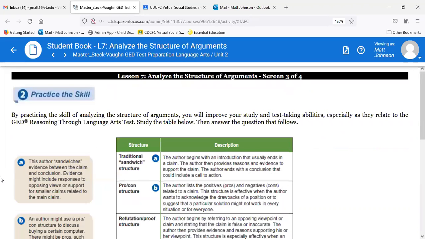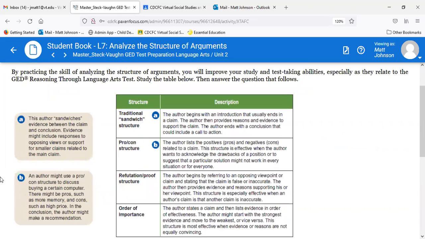So our table here is talking about how to structure an argument. We have 4 different main types that we're going to be discussing here, with a description of each. Let's start with the different types. It's talking about a traditional sandwich structure. That's where the author begins with an introduction that usually ends in a claim. The author then provides reasons and evidence to support the claim. The author ends with a conclusion that could include a call to action.